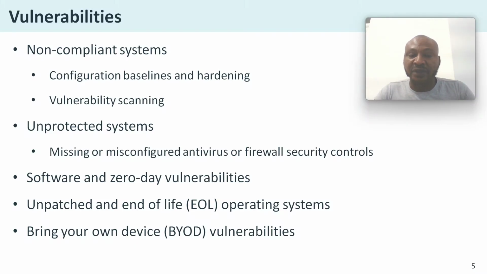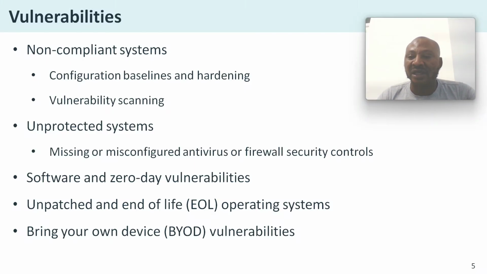If you don't correct them, those systems are still seen as non-compliant systems, right? Then unprotected systems: systems without antivirus, without firewall rules, firewall security. We call those unprotected systems. So your system must have a firewall installed, and you must create firewall rules, define who should come to your network and who should have access to your system, right?